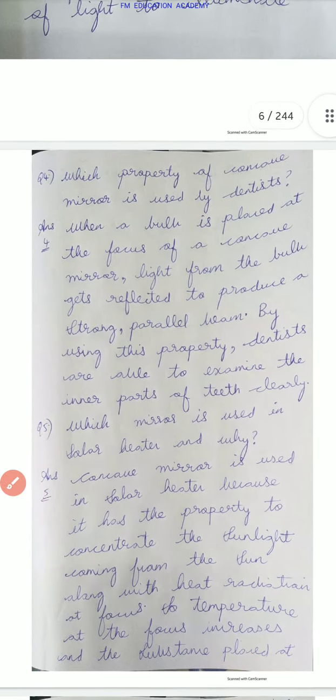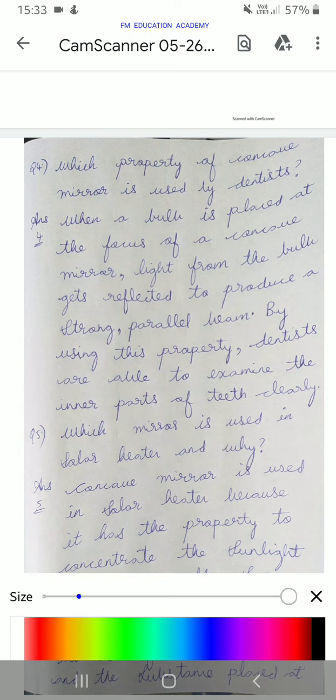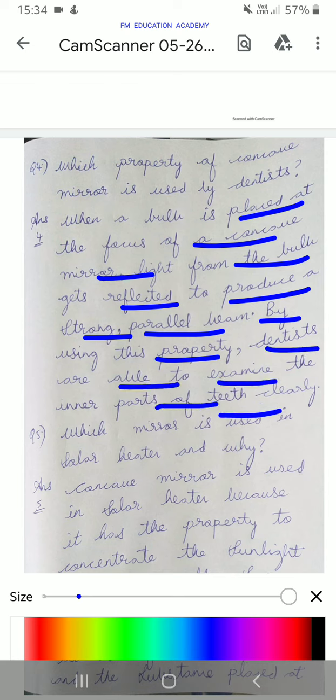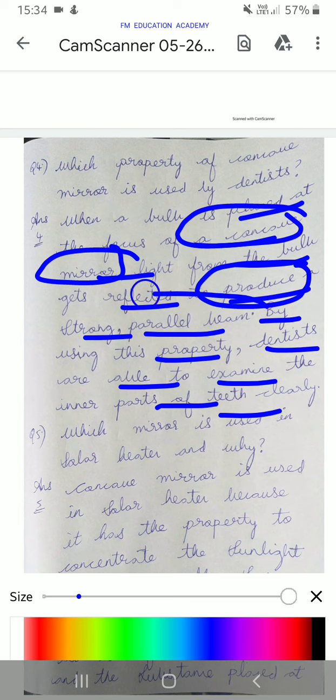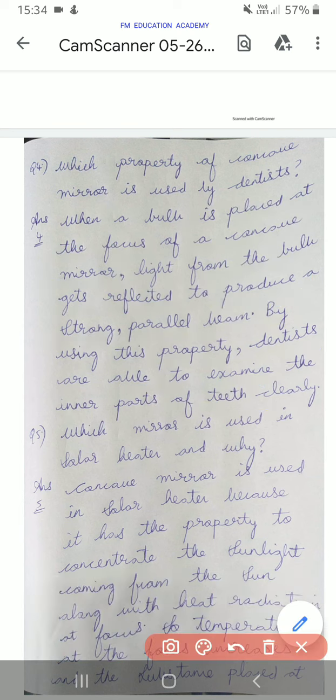Which property of concave mirror is used by dentists? When a bulb is placed at the focus of a concave mirror, light from the bulb gets reflected to produce a strong parallel beam. By using this property, dentists are able to examine the inner parts of teeth clearly. So which mirror are they using? They are using a concave mirror, because they are able to examine the inner parts of teeth clearly. How? Because a strong light is reflected on the mirror, so that the images are seen clearly.